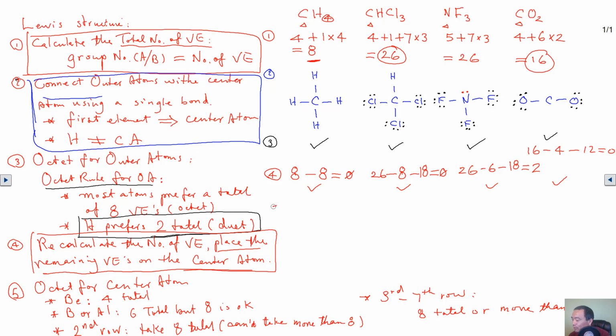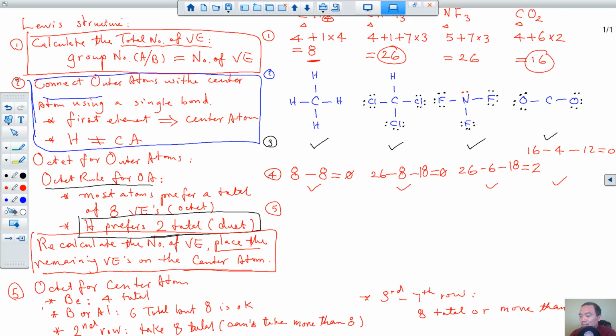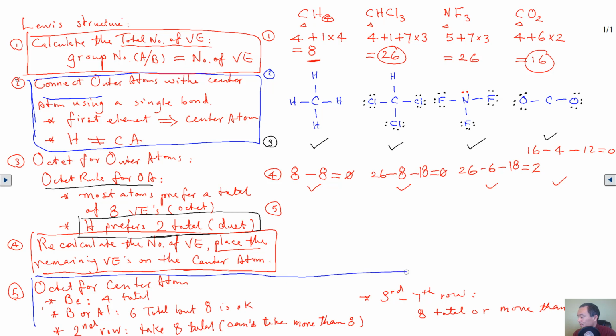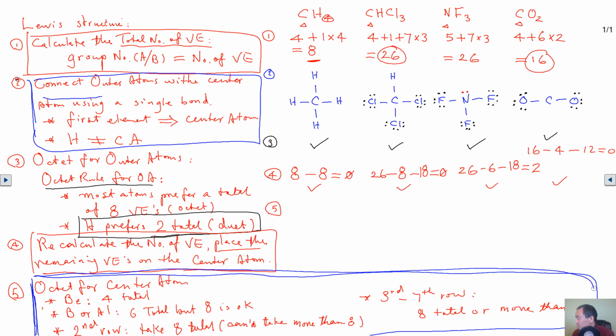Okay. What about step 5? Step 5, we are going to check the octet for center atom. Do remember, you need to be 100% sure about the octet rule for center atom, which has a lot of exceptions as we listed over here. So let's use blue over here. Okay. So that's the octet rule and exceptions. Step 5, we're going to check the center atom and see if they have satisfactory number of electrons as described by the rules listed right over here.